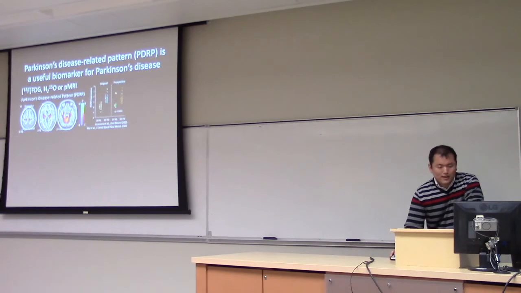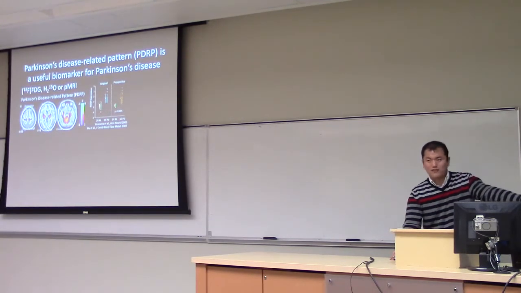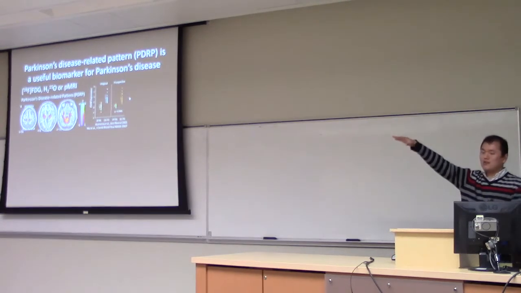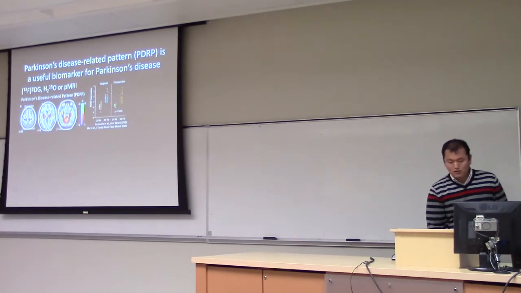And the PDRP expression was significantly higher in the PD patients compared to normal controls. And these are basically the subjects who were used to derive this pattern. The differentiation between PD patients and normal controls was also true in those subjects who were not included in the pattern derivation. So this is a training set, and this is a testing set, and you can still see nice differentiation between PD patients and normal controls. So this could be a useful diagnostic tool.